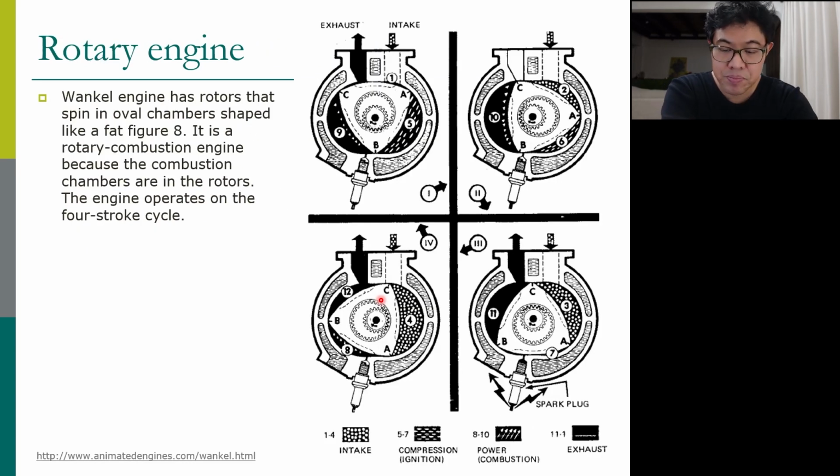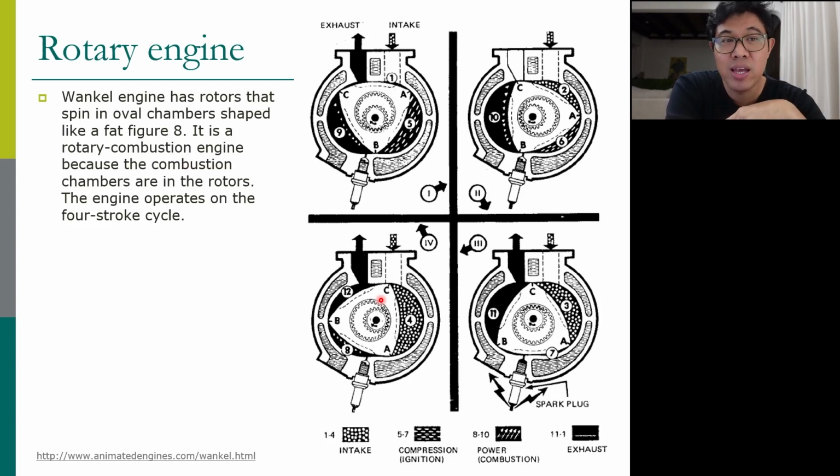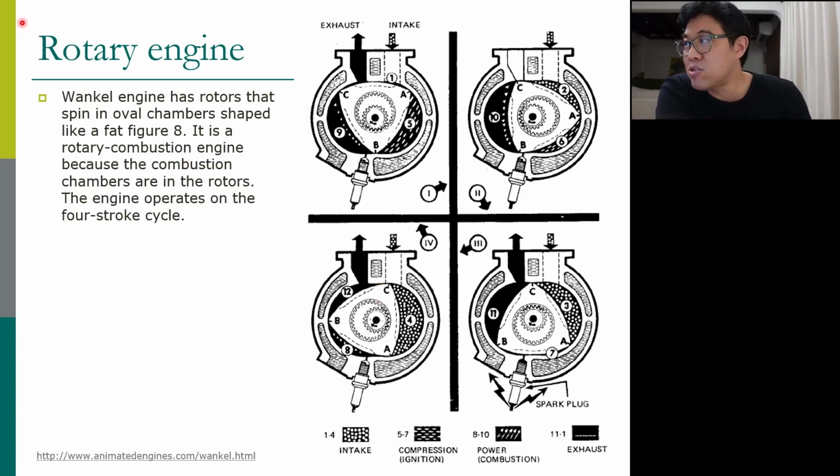Now the last type of engine is rotary. We talked on the first slide, at the beginning of this lecture, that engines have two types. The first type is reciprocating, which we already talked about. The second one is the rotary engine, which is this one. This rotary engine is called the Wankel engine. This is the guy who developed, who created this rotary engine.